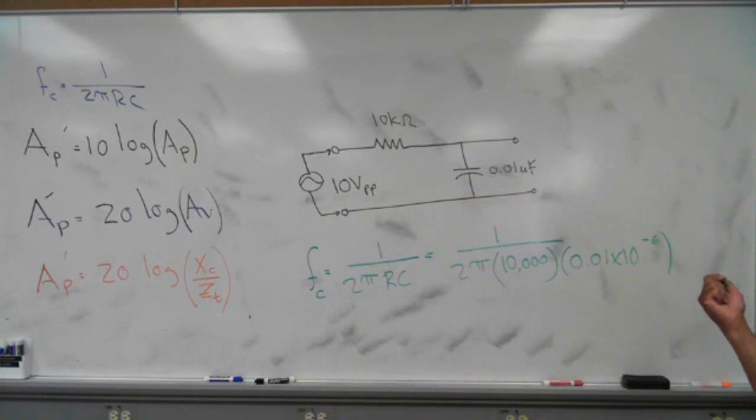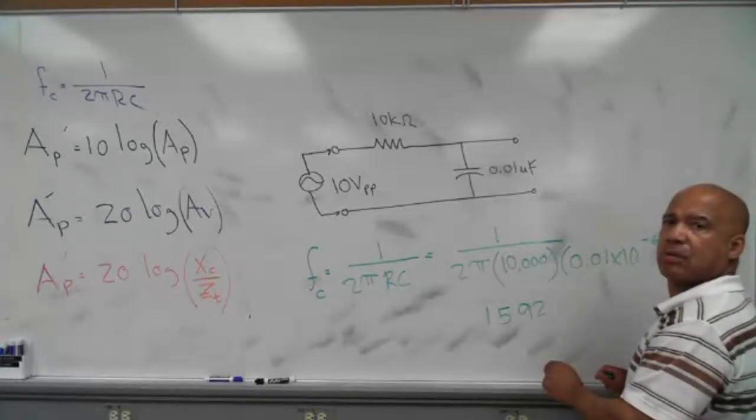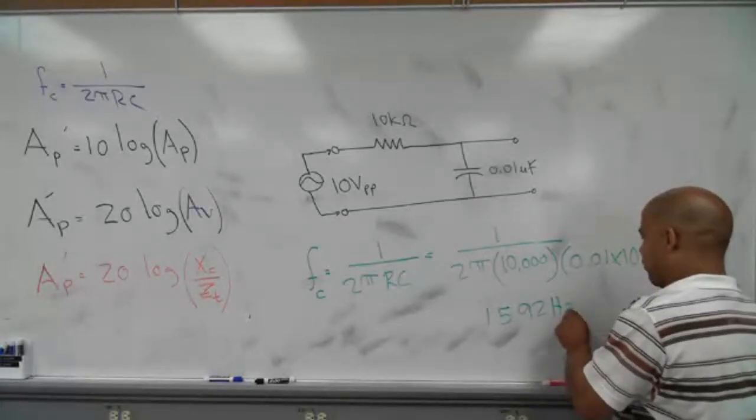I got 1,592 hertz. Is it hertz or kilohertz? I think it would be like 1.592 kilohertz. I think I got 1,592. Yeah, hertz. 1.592 kilohertz. Okay, so then it's hertz.